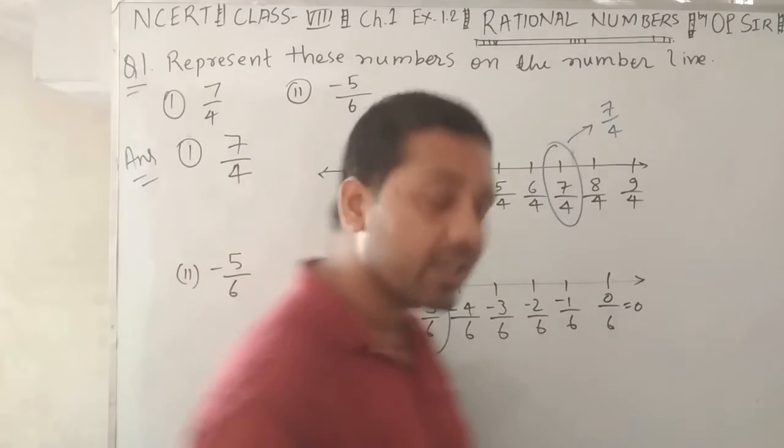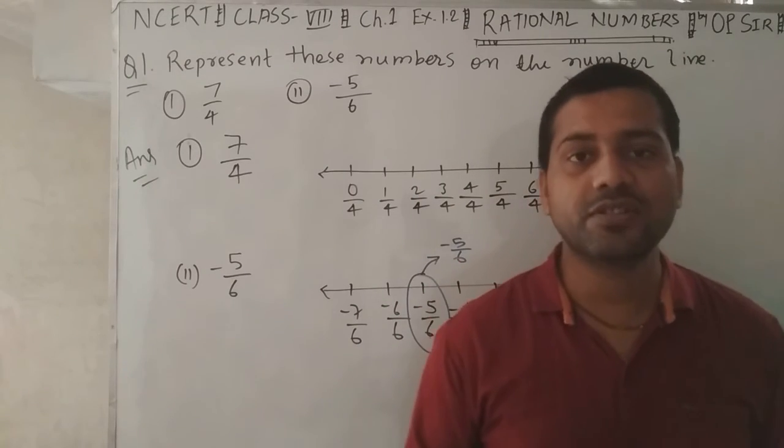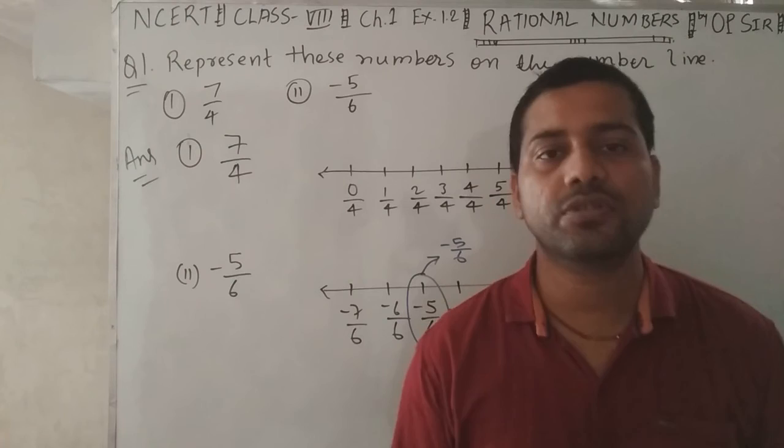So in this way, we will represent the rational numbers on the number line.